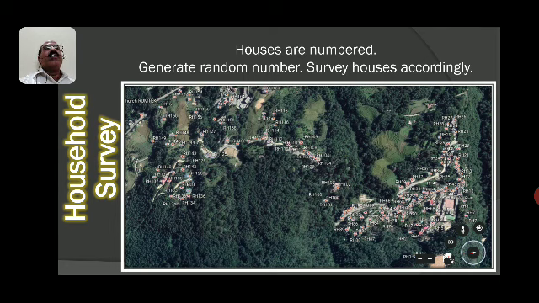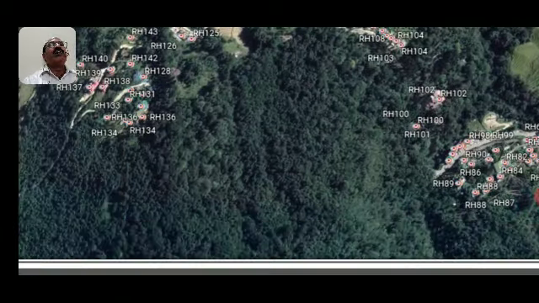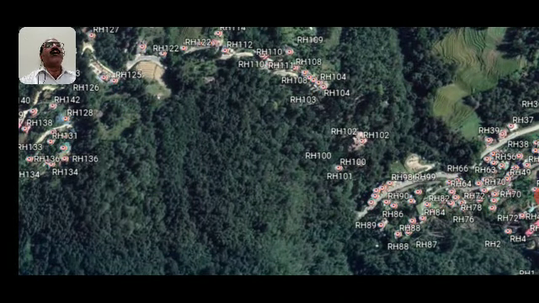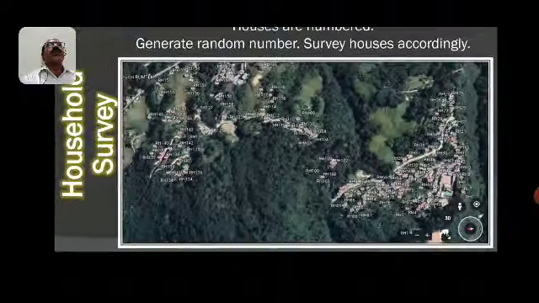See, in this case, houses are numbered, generate random numbers, and survey houses accordingly, a household survey. This is from Sikkim, one of the students has done this, so a good thing. If you see, the houses are being numbered, RH, room take, house numbers 100, 101, 102, 103, like that. So if the random number picked up is 102, then this household will be surveyed.